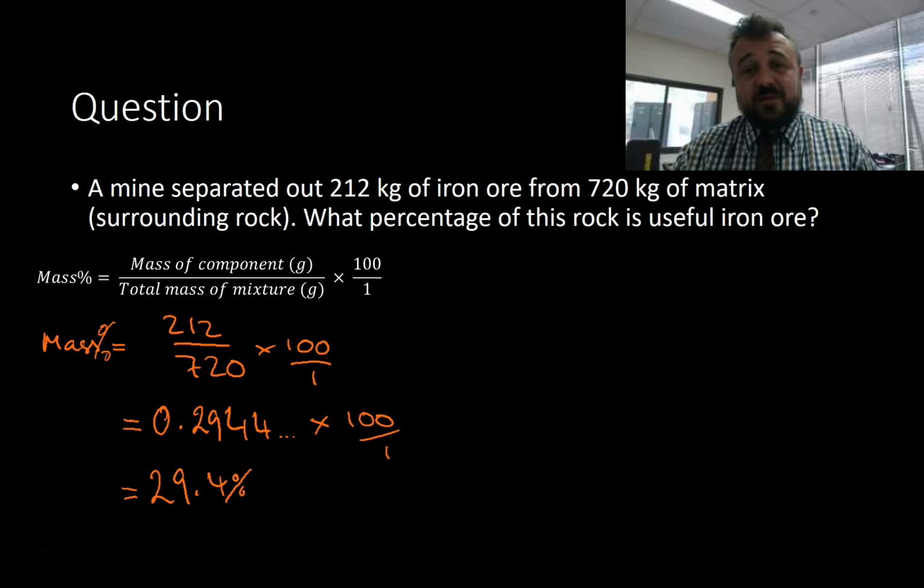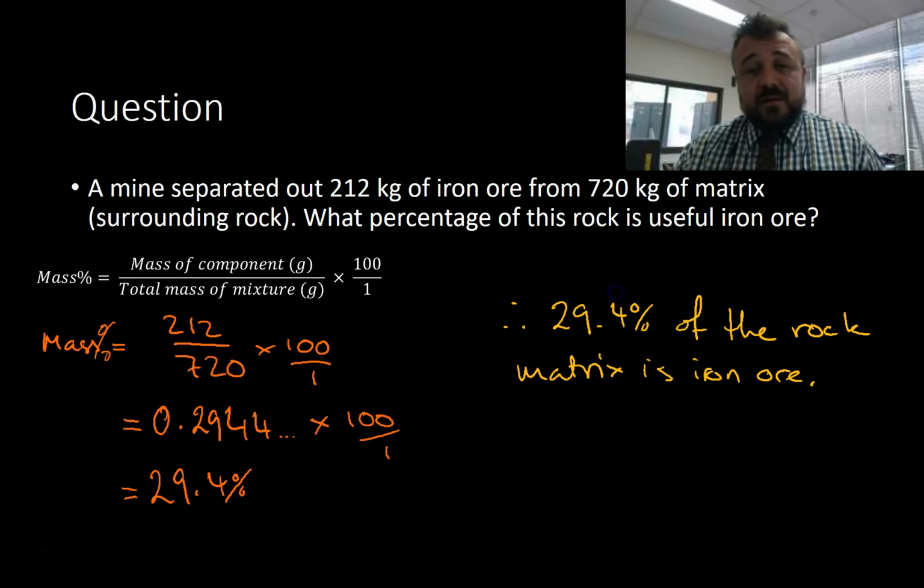Now that's not your answer, that's your working out. Your answer is this part. Therefore, 29.4% of the rock matrix is iron ore. Remember, we've got to have that sentence statement, the answer statement, right there.